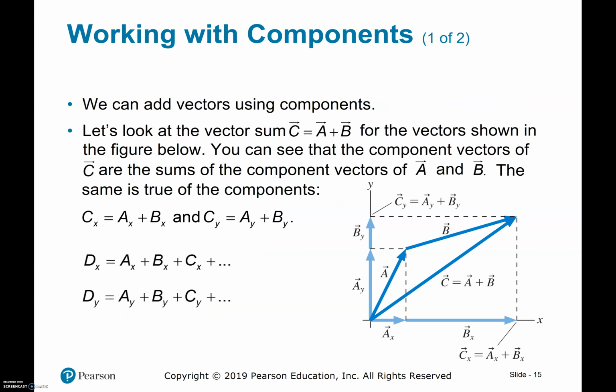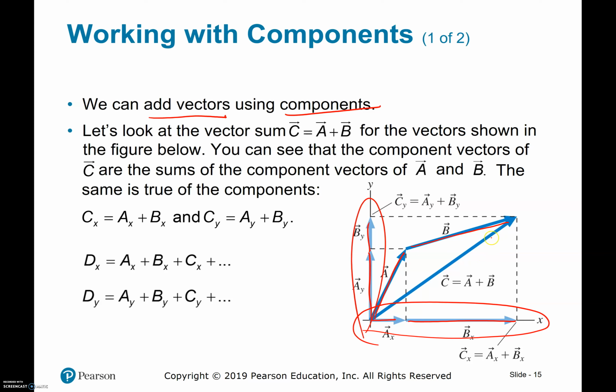So let's look in a little more detail at how we can add vectors using components. Now you know how to find the components. How do you add the vectors? Well, that's pretty easy. All you need to do is find the components of the first vector and the components of the second vector. The first vector has this component and this component. The second vector has this component and this component. And then all you need to do is add the components. So that makes addition really, really easy.